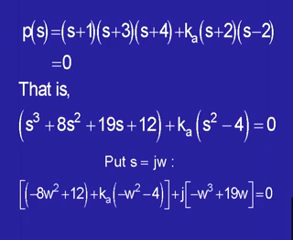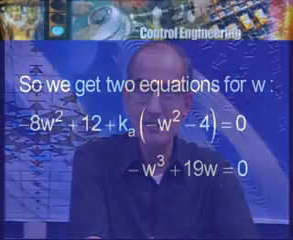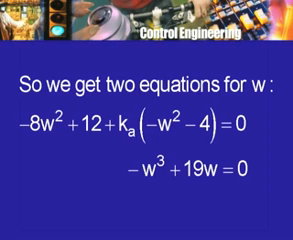This is my equation. Minus 8 omega square plus 12 plus Ka into (minus omega square minus 4), plus j times this, is equal to 0. Therefore, each of the two parts must be equal to 0. The real part must be 0 and the imaginary part must be 0. So from this, I will get two equations. Minus 8 omega square plus 12 plus Ka into (minus omega square minus 4) equal to 0. That is one equation. The other equation is minus omega cube plus 19 omega equal to 0. Alright, I get two equations.